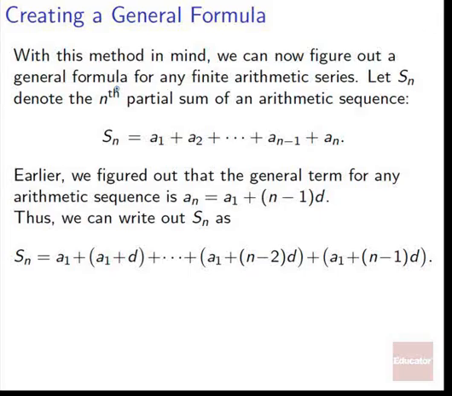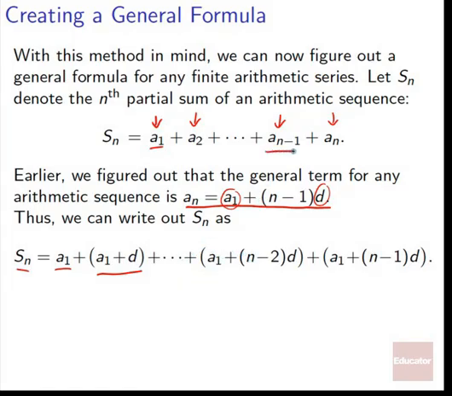Great. Earlier, we figured out the general term for any arithmetic sequence is an equals a1 plus quantity n minus 1 times d. So we can swap out a1, a2, an minus 1, and an for what they are in the general term. This will get everything in terms of a1 and d and that n. Great. Thus, we can write out Sn if we want to. We can write it out as Sn equals a1, right? And then a2 would be a1 plus d, 2 minus 1 times d, so a1 plus d.